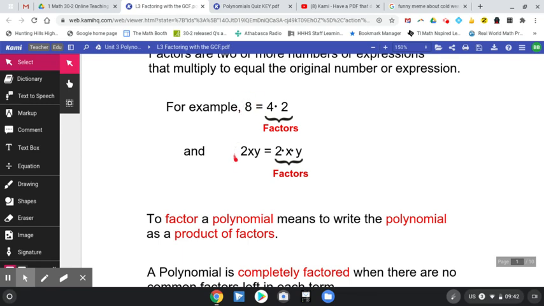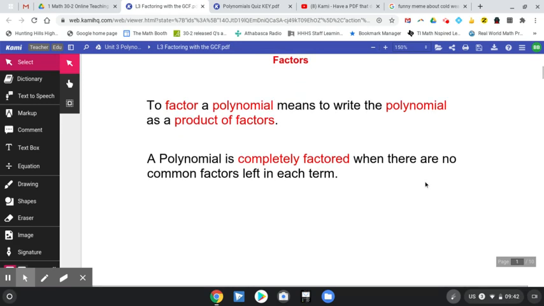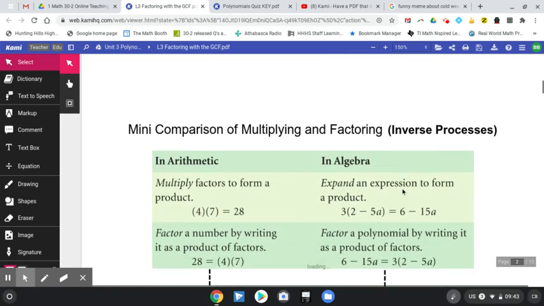Now we can do that with an expression as well. 2x and y, these are the factors of 2xy. Monomials are pretty easy, very straightforward. To factor a polynomial means to write the polynomial as a product of factors. So we're rewriting the polynomial in a different form. The polynomial is completely factored when there are no common factors left in each term. Now, all of that will make a little more sense once we get to our examples.